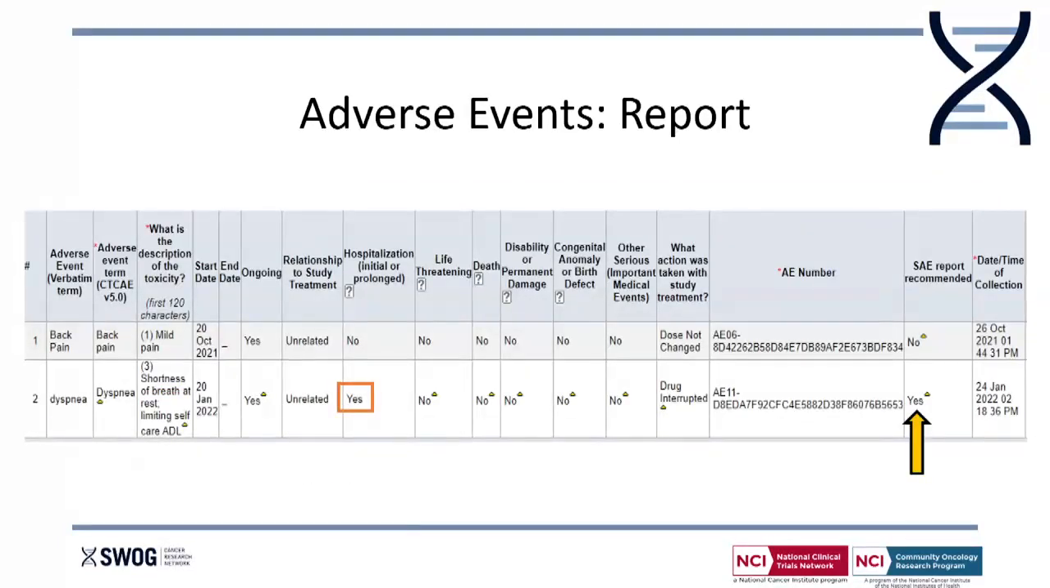This is what the recommendation looks like if you're in RAVE. So this patient had a grade 3 dyspnea, and it did require hospitalization. So RAVE says, yes, this does need to be reported. Most likely this is true. This does need to be reported as an SAE. However, always check the protocol or email us if there's any doubt.